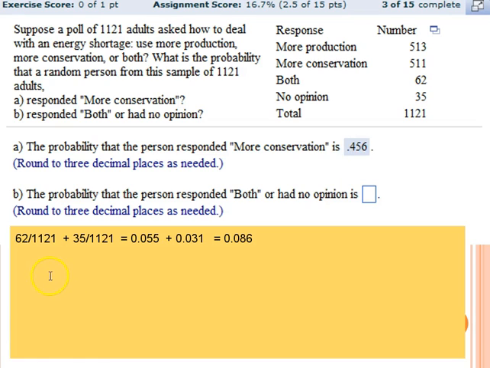So we can use the basic addition rule and just add those two probabilities. So when we calculate these probabilities out, there's 62 people that chose both out of the 1,121 people, and we can add that to the 35 people that had no opinion. And when we add those two probabilities, we come up with a probability of 0.086. And so that would be the answer to this question.